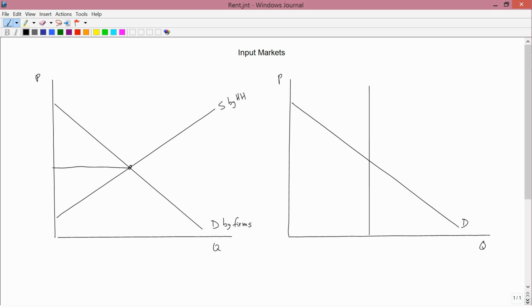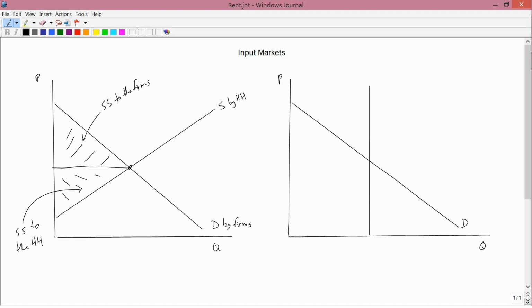So we can divide the social surplus into two areas, this area and this area. This area on top, as I said before, goes to the demanders. And in this particular case, this is the part of social surplus that goes to the firms, because they're the demanders of the input. And then the other part, this goes to the suppliers of the input. And so this is social surplus to the households.